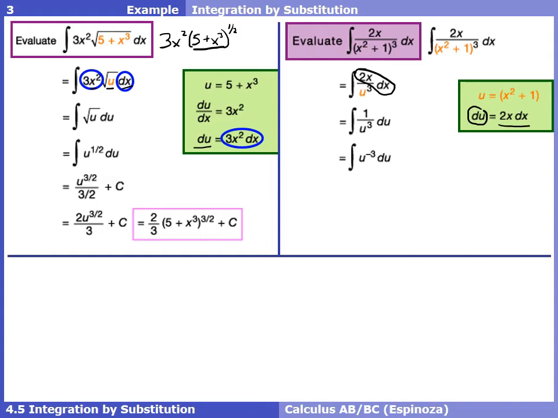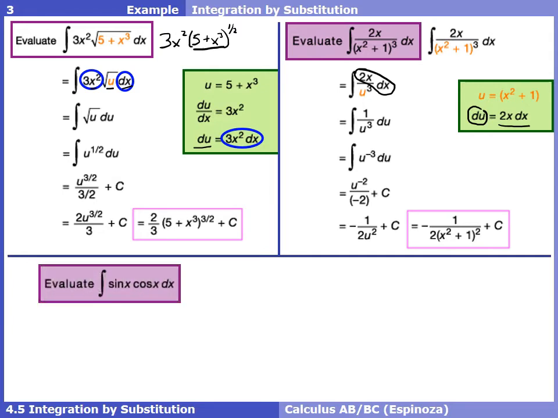Now we can attempt to integrate this. 1 over u cubed we can write integral friendly by moving the power to the top and making it negative. U to the negative 3 power is integral friendly, and we're integrating with respect to u. We'll add 1 to the power, which is negative 2, and divide by that power, which is negative 2, plus c. If I move that negative power down to the bottom with the negative 2, we'll be left with 1 over negative 2u squared plus c. And like in the first two examples, we don't want to leave that u in the final answer, so we'll put the u back in, and the u in this case was x squared plus 1.